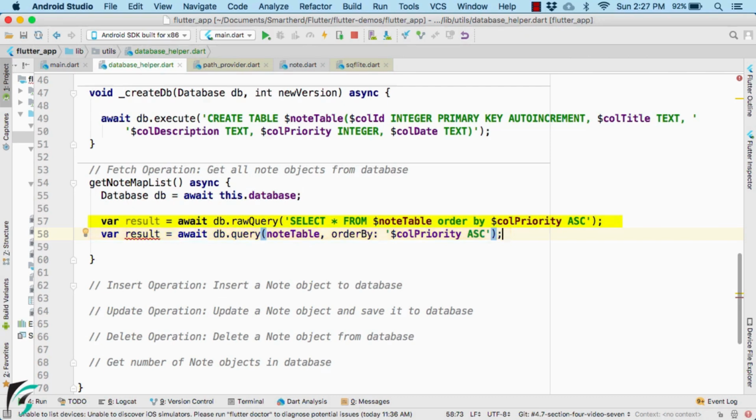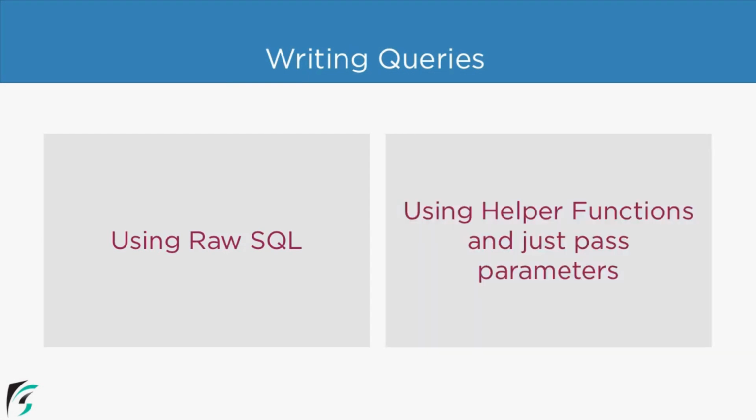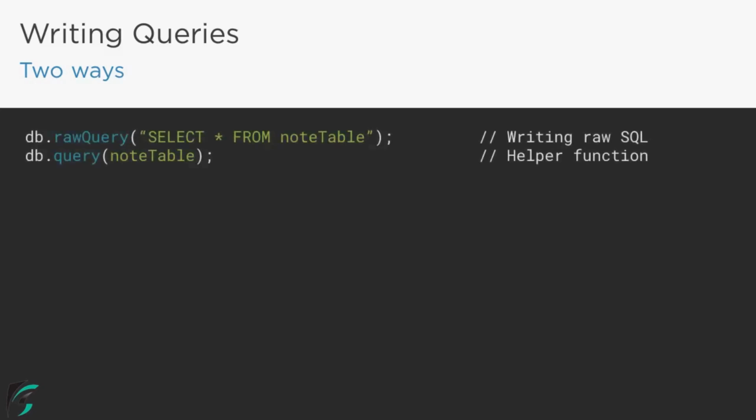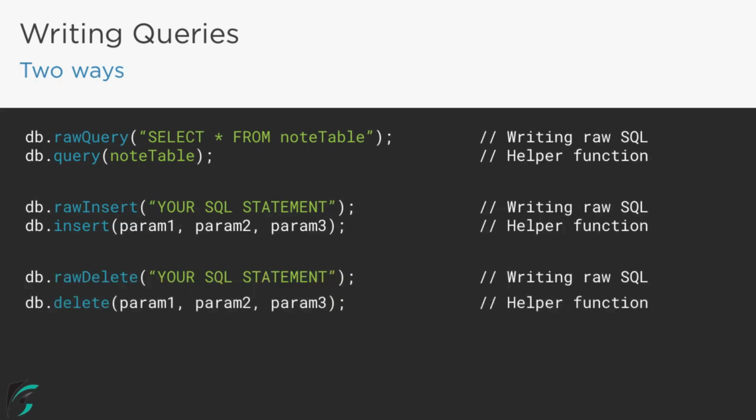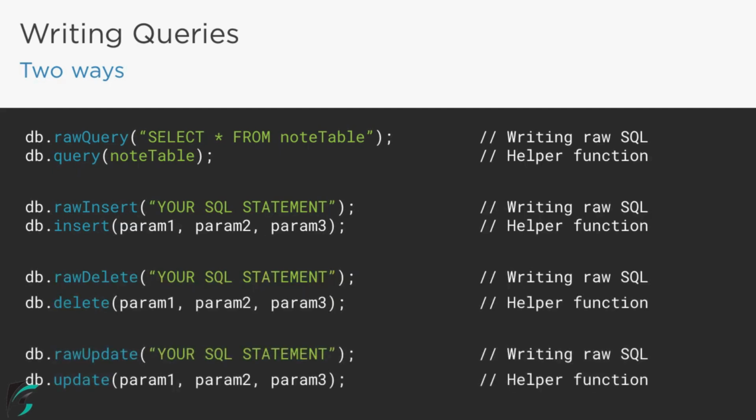Just that in the first statement, we are writing the raw query. So using the SQFlite plugin, you can write queries in two ways. First, by using the raw SQL statement, and the second one will be using the helper function by just passing the parameters. For example, we just saw in case of rawQuery and also the query method. Similarly, for the insert operation, we can do the same thing. Similarly, for delete and also update operation, we have the same thing.